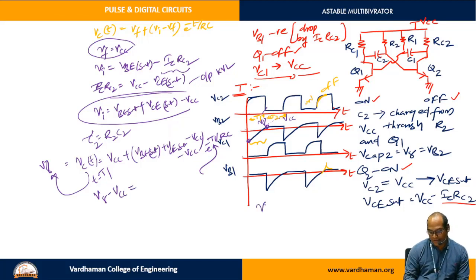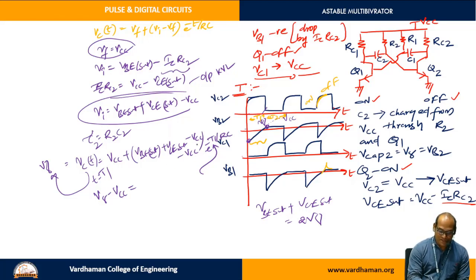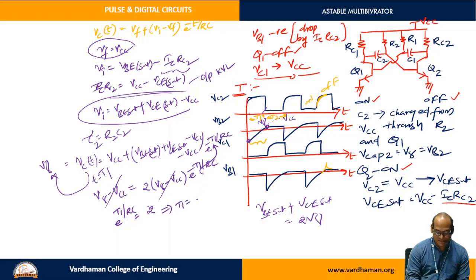And here a very important point is VB sat plus VC sat is approximately equal to 2 times V gamma. You can check it with the practical values. So here 2 times VCC is there. If you take 2 common, V gamma minus VCC into e power minus T1 by RC, so this one will be cancelled. Send this e power minus T1 by RC to the left side, so it will become e power plus T1 by RC. It is equal to 2. Take natural logarithm on both sides. Then finally you will get T1 is equal to 0.69 RC.